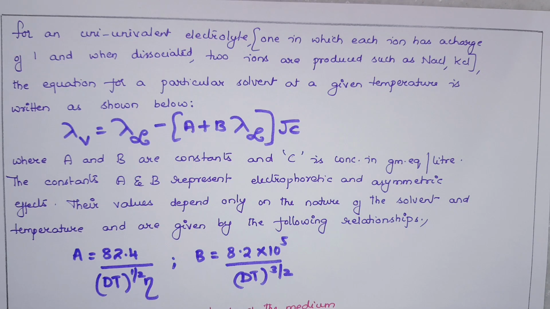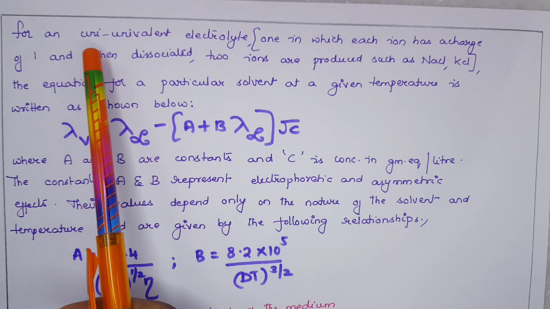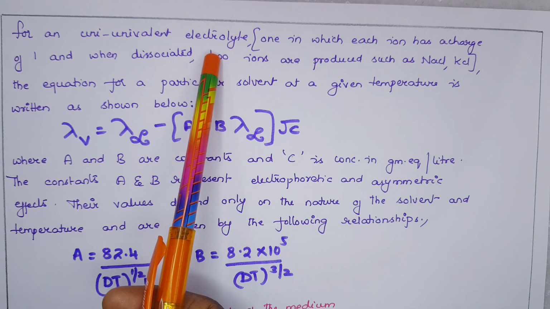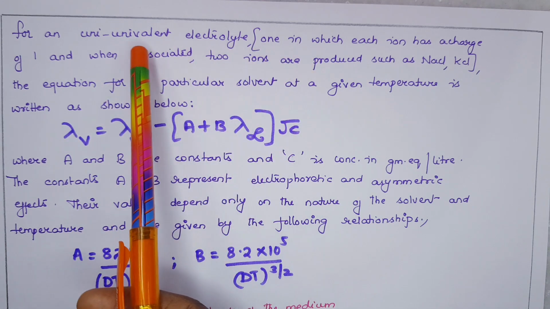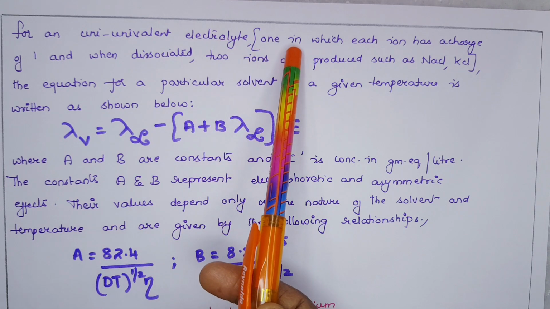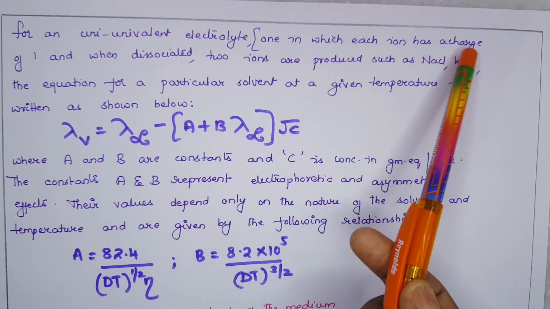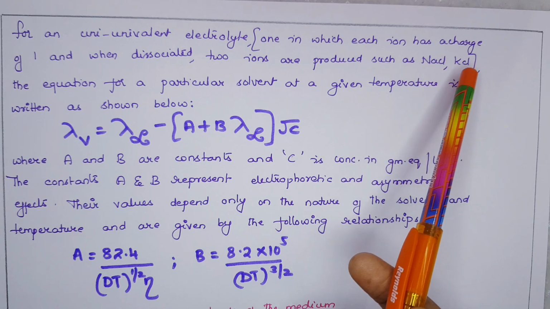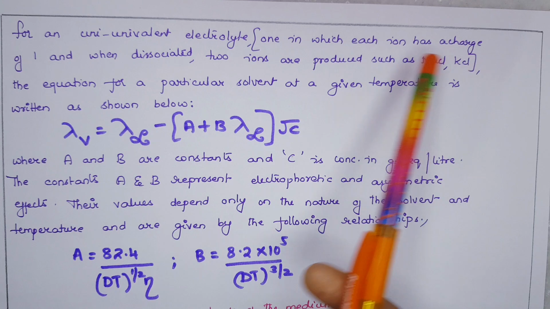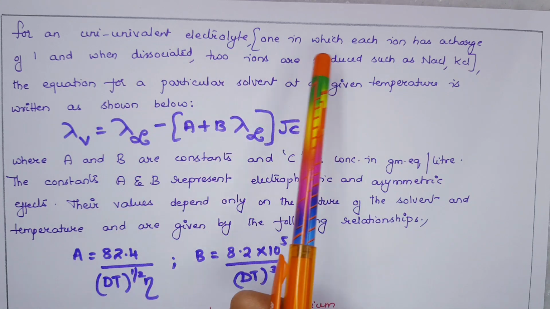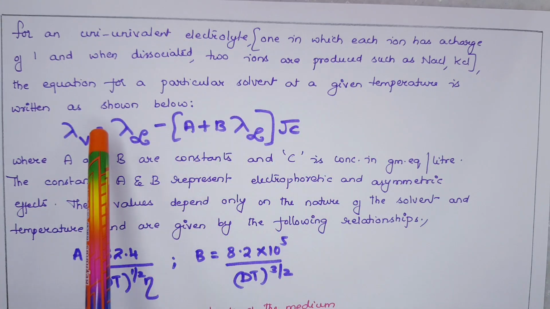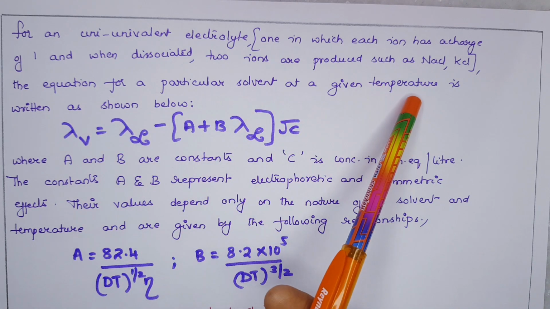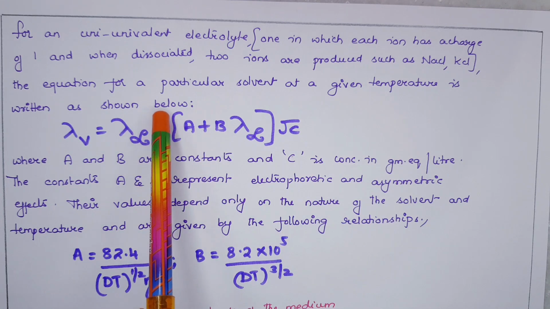Now what is the Debye-Huckel-Onsager equation, students? Look here. For a univalent electrolyte, for example NaCl, KCl, what is a univalent electrolyte? I have written here: one in which each ion has a charge of 1. So Na+ Cl-, +1 -1, K+ Cl-, +1 -1. And when dissociated, 2 ions are produced. Now for a univalent electrolyte, the equation for a particular solvent at a given temperature is given as follows.